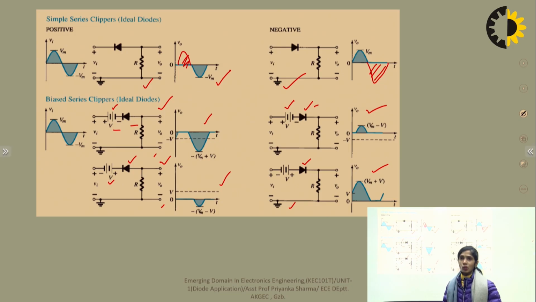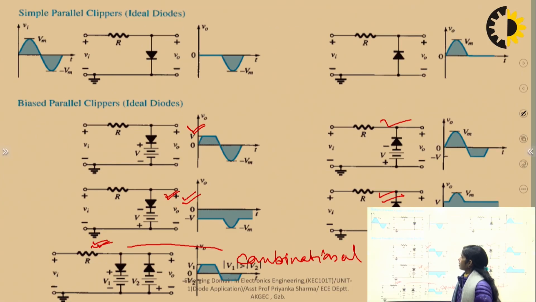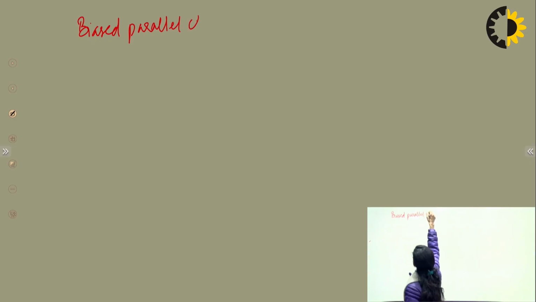So we can solve it in the same way as I told you the procedure before for the biased series clipper. This will be the combination of parallel clipper. If we take the example of parallel clipper in case of biased circuit, we can take one example of biased parallel clipper.